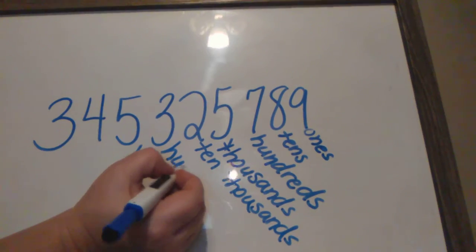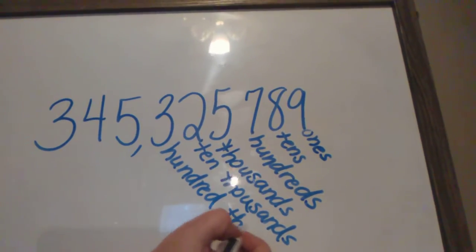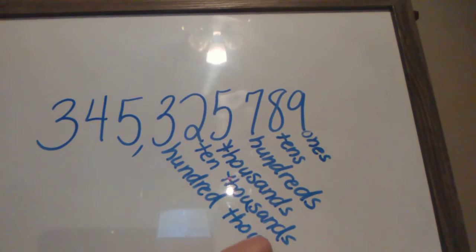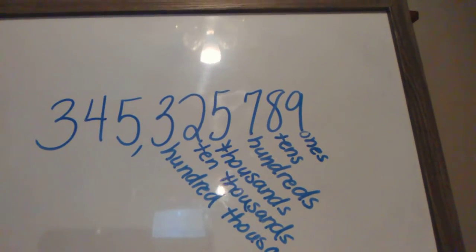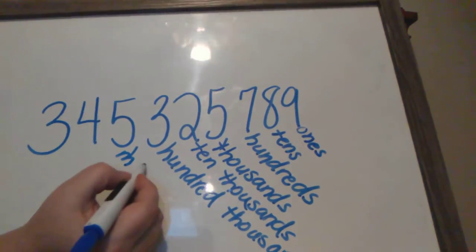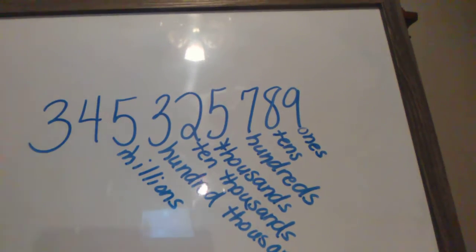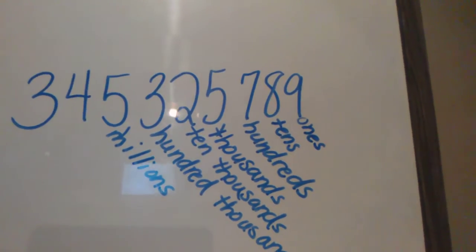Hundred thousands. Do you know what comes after the thousands period? Millions. Millions, yeah. I couldn't think for a second. Okay, so it tells me to round to the nearest 100,000.